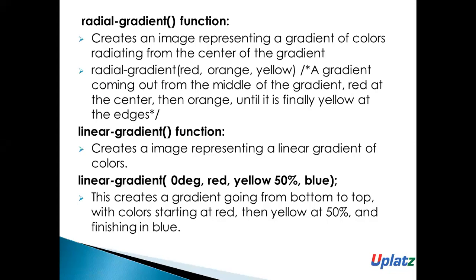So next is linear-gradient. It will create an image representing a linear gradient of the colors. The first one is without parameters. The second has parameters: 0 degrees, red, yellow, and blue. This creates a gradient flowing from bottom to top with colors starting at red, then yellow at 50%, and finishing with blue. That is what the parameters inside the linear-gradient do.